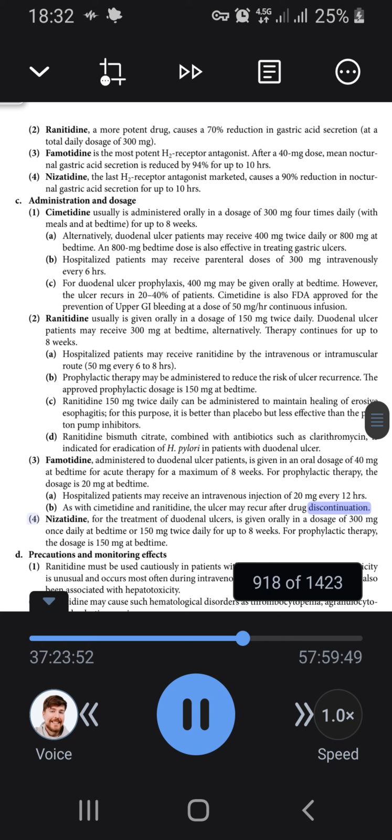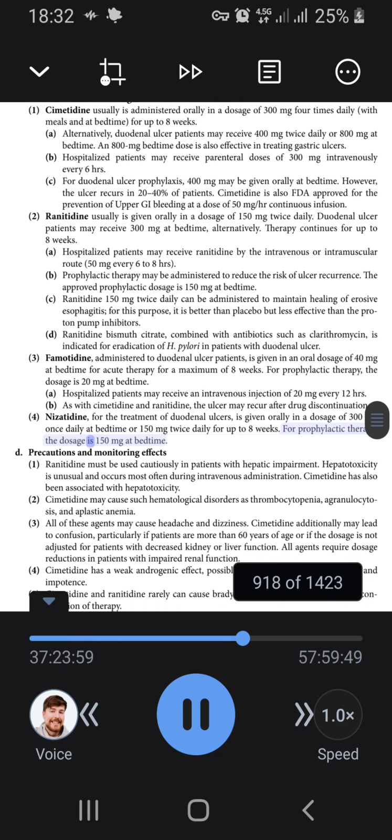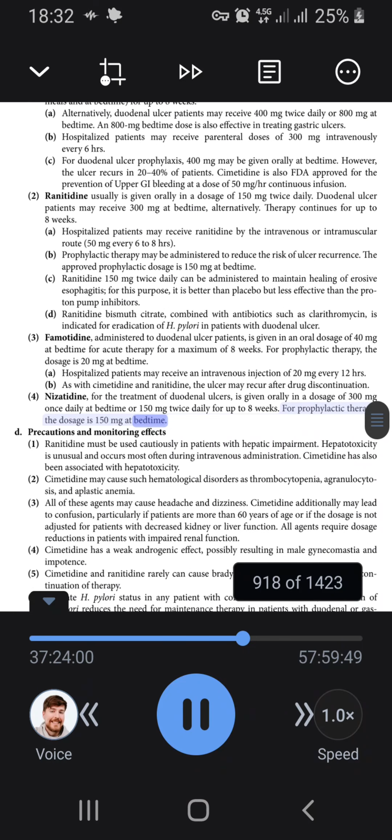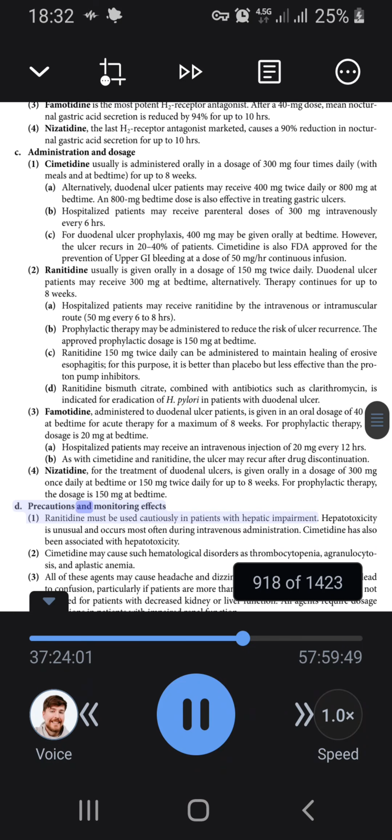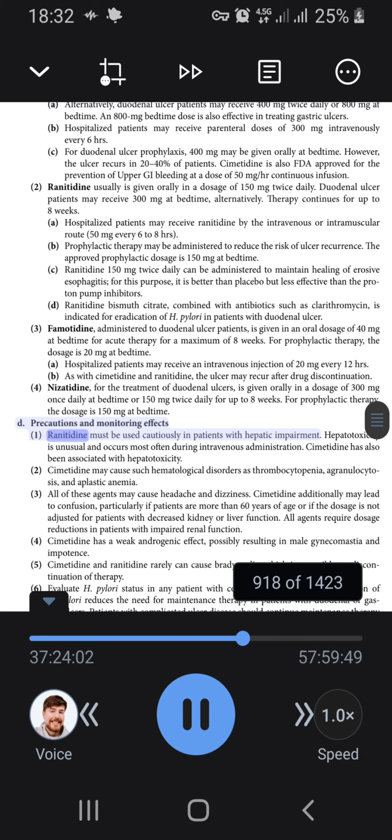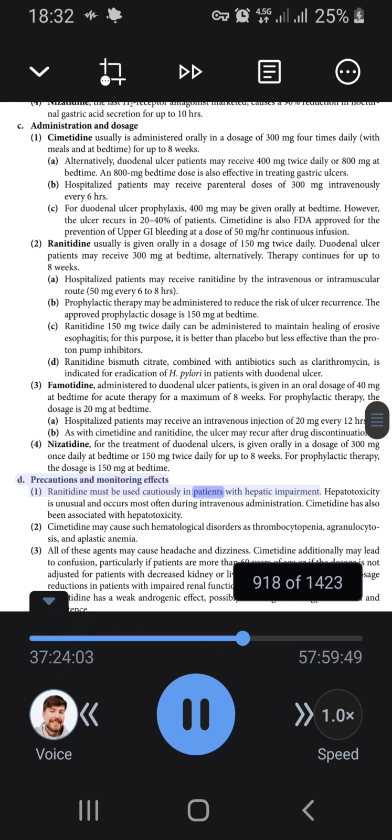4. Nizatidine, for the treatment of duodenal ulcers, is given orally in a dosage of 300 milligrams once daily at bedtime or 150 milligrams twice daily for up to 8 weeks. For prophylactic therapy, the dosage is 150 milligrams at bedtime. D. Precautions and monitoring effects. 1. Ranitidine must be used cautiously in patients with hepatic impairment.